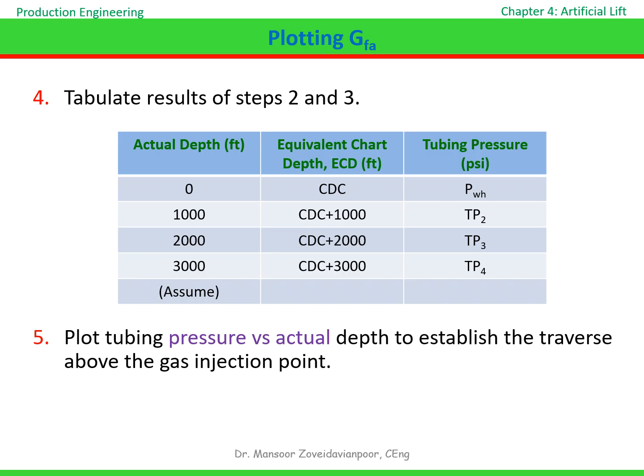Once the pressures are obtained, we simply organize the results in a table. For each actual depth, we determine the equivalent chart depth and the corresponding tubing pressure. These pressure depth points are then plotted to create GFA, the flowing tubing pressure traverse above the injection point. The table is just a structured way of converting chart readings into a pressure profile.